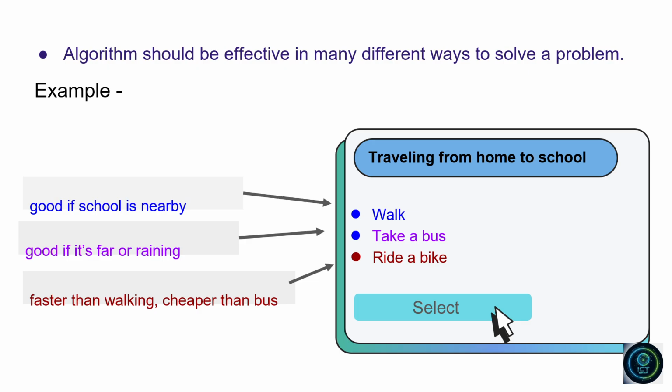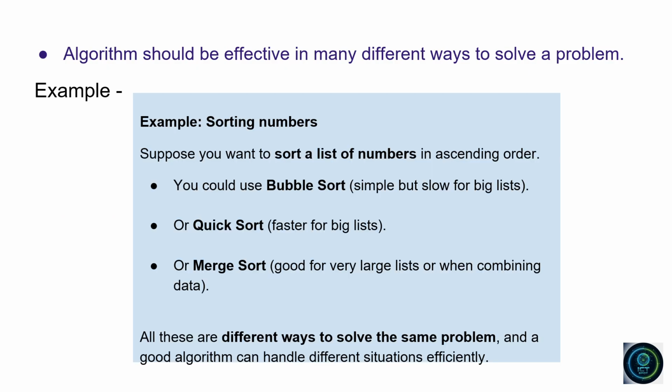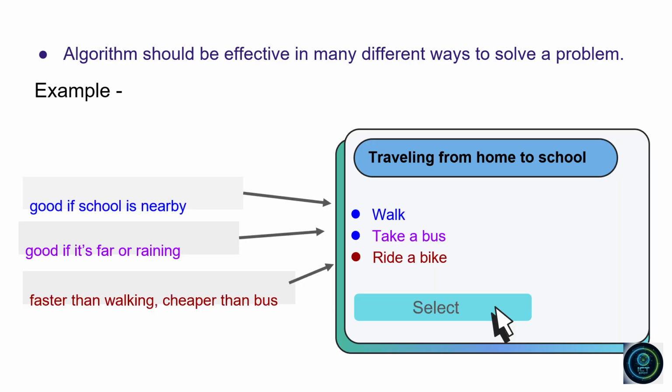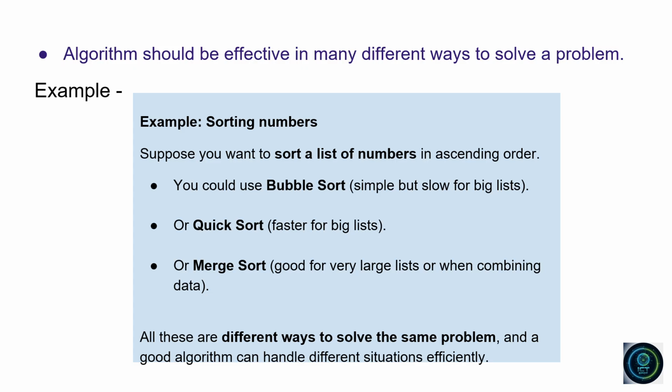And the most important thing here is you can choose all these methods. You can follow any method to travel from your home to your school. It means all these methods are effective ways to travel from your home to school. Then, same as this, an algorithm should be effective in many different ways.